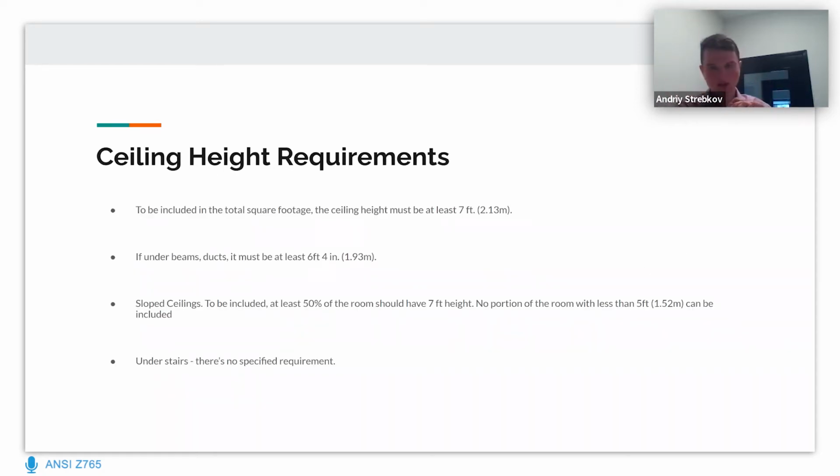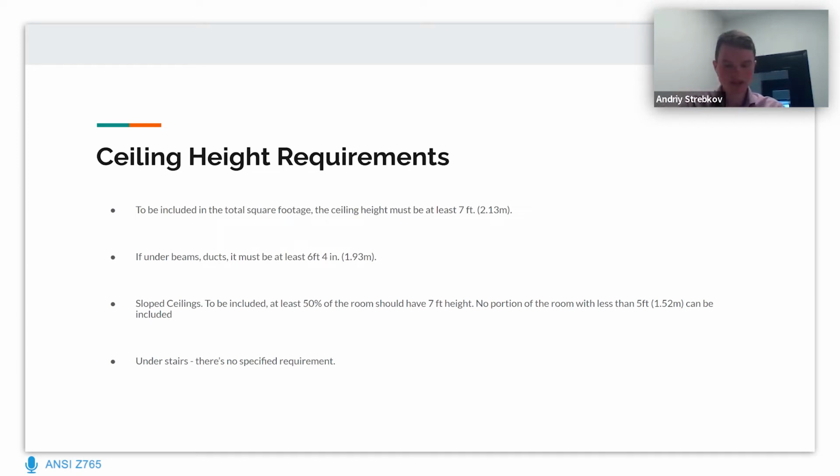The second big part of what ANSI requires is how you deal with ceiling height. For a room to be included in the total square footage, the ceiling height has to be at least 7 feet. So let's say you come into a room and the whole room is 6 feet. It cannot be included in the total square footage. You can still report it and include it separately, but it cannot be included in the total above grade square footage. However, under beams or ducts, the ceiling height must be at least 7 feet and 4 inches. So that's something to keep in mind.